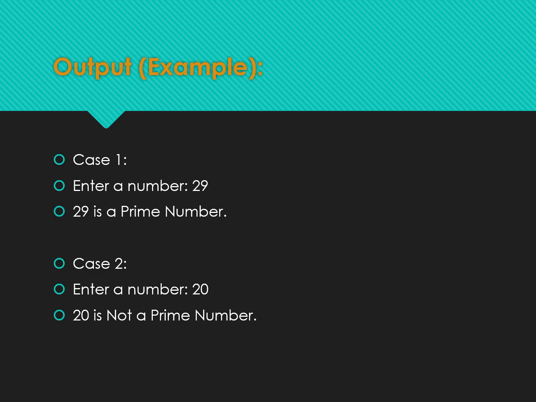This slide shows two sample outputs of the program to demonstrate how it works. In the first case, the user enters the number 29. Since 29 is a prime number, the program correctly outputs 29 is a prime number. In the second case, the user enters the number 20. Since 20 is divisible by 2, the function identifies it as not prime, and the output is 20 is not a prime number. These examples confirm that the program is functioning correctly for both prime and non-prime inputs.